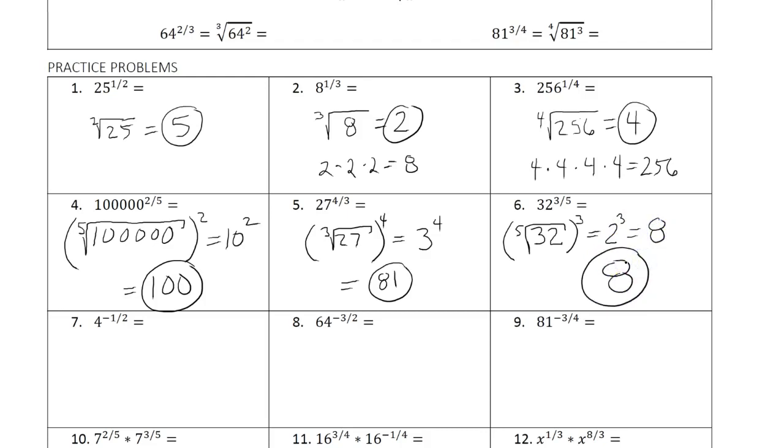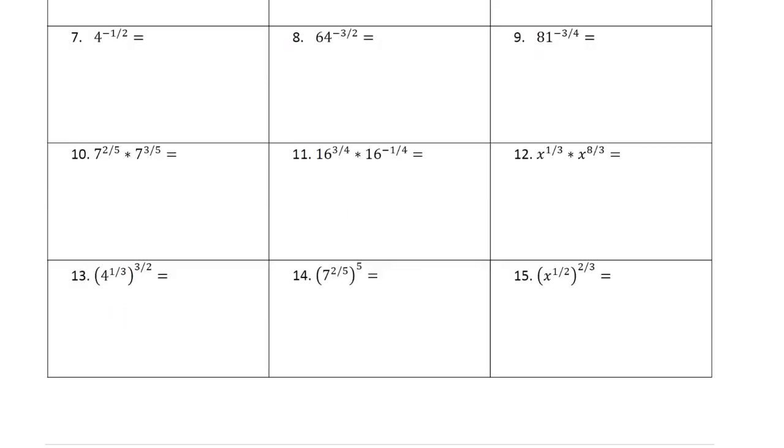For the next example, remember that a negative exponent turns positive and goes to the bottom of a fraction. So 4 to the negative 1/2 is 1 over 4 to the positive 1/2, or 1 over the square root of 4. This is 1/2.